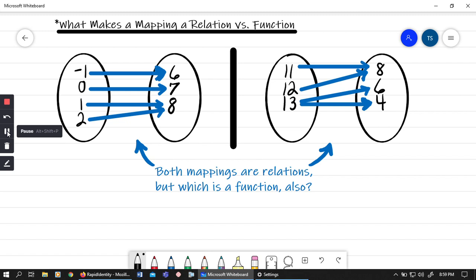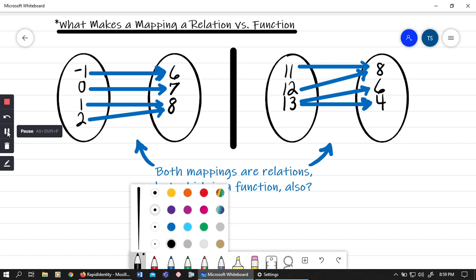But remember, guys, what makes a particular relation a function also is the fact that each element from the input set needs to be assigned to exactly one element from the output set. So in other words, each input needs to have exactly one output. Not more than one, not less than one, exactly one output. And that is what's going to make it a function. So let's look at both of these mappings here.